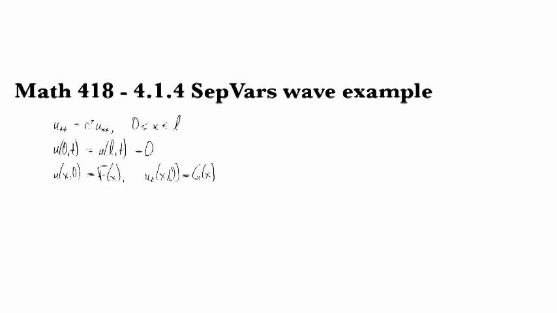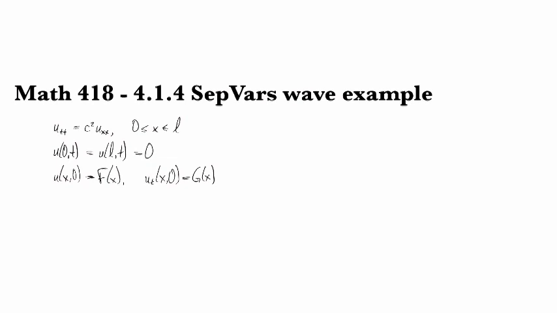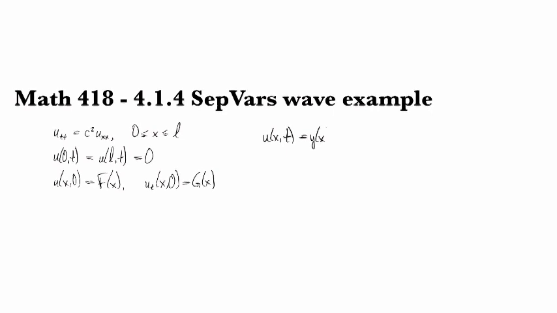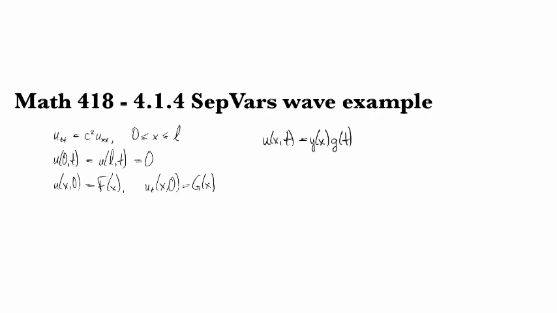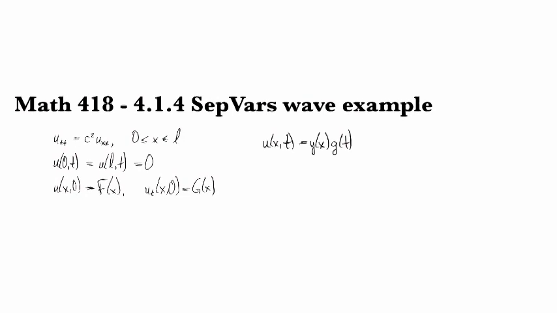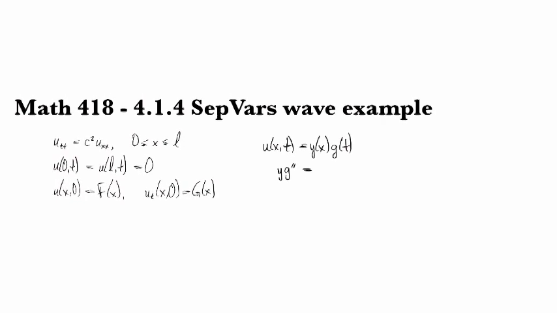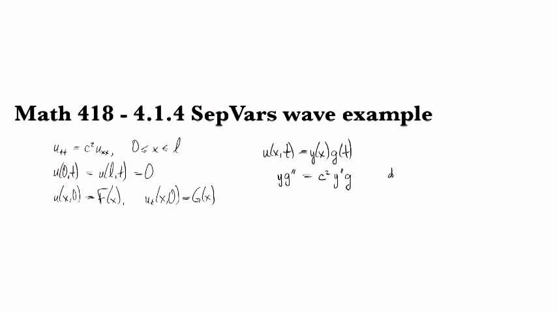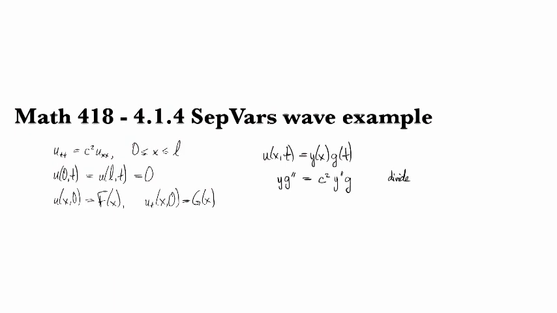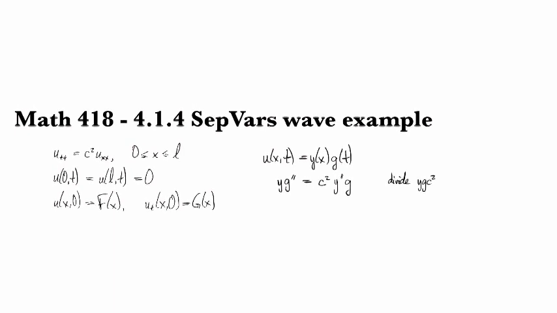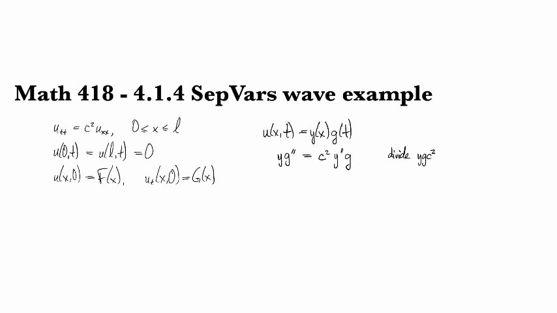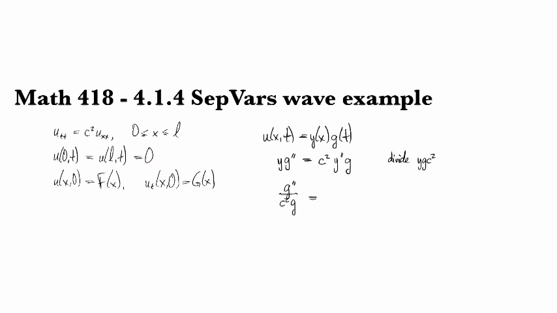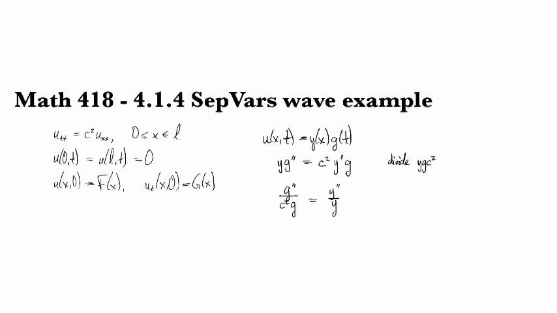So to go about solving this, we'll make the separation of variables assumption that the solution looks like a function of x times a function of t, and substitute that into the PDE, and we find y g double prime equals c squared y double prime g. And then we divide both sides of this equation by y g c squared, and that leads us to the separated form g double prime over c squared g equals y double prime over y.